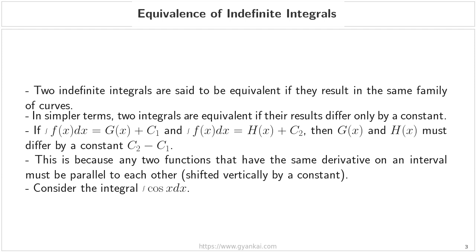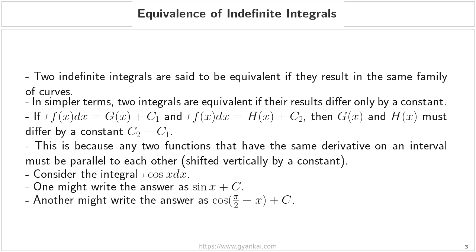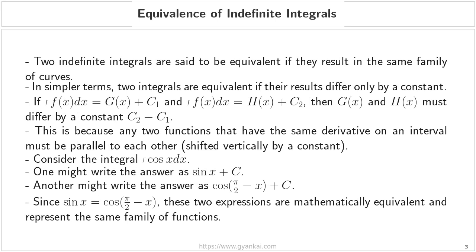Consider the integral of cosine x. You might find the answer to be sine x plus c. However, another perfectly valid answer is cosine of pi over 2 minus x plus c. Now you might be wondering, aren't those different functions? Well, they are, but they are mathematically equivalent. This is because sine x is actually equal to cosine of pi over 2 minus x. They represent the same family of curves, just expressed in a different way. Both answers are correct, and both will give you the same derivative, which is negative sine x.